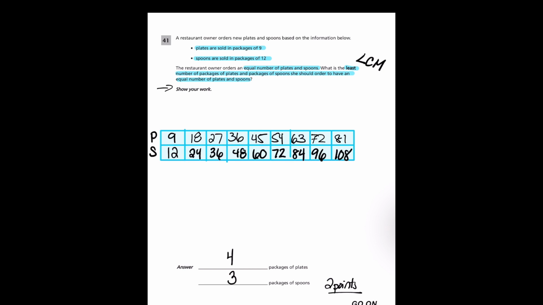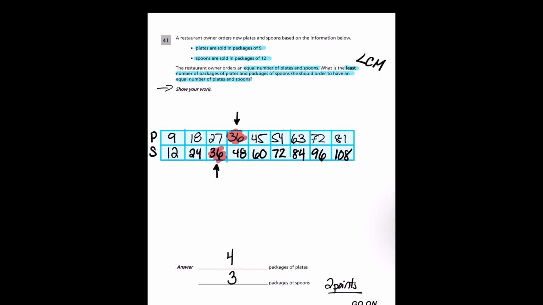So you're just going to look at both lists and see where they have numbers in common. So I see here they have a 36 in common. Do they have anything else in common? Okay, nope. So that's their least common multiple, but that's not what they're asking us. They're not asking us how many they got. This will tell me they have 36 spoons and plates.